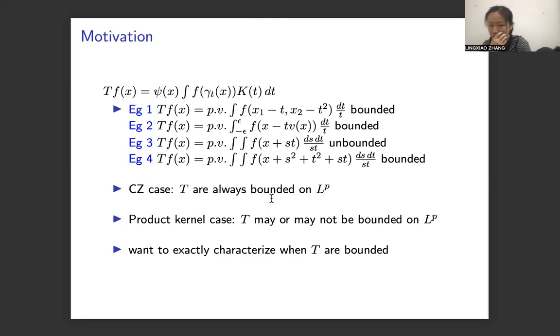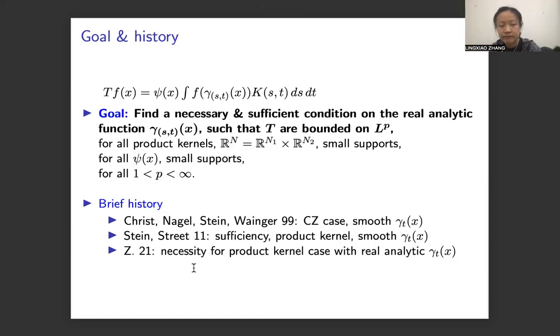Okay, in summary, we have seen that in the first 2 examples, both are with Calderón-Zygmund kernel and both are bounded. And in the later 2 examples, we have seen that if the product kernel is with more than one parameter, then the operator T may or may not be bounded on L^p. So the question is, can we exactly characterize when T is bounded? The answer is yes. So let me formulate that.